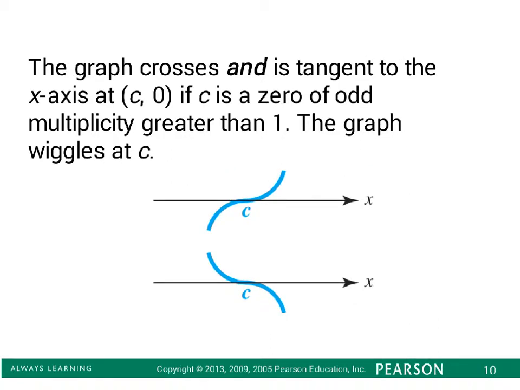Now, if your graph crosses the x-axis at a zero that has a multiplicity that is odd and is greater than 1, the graph just kind of wiggles across the x-axis like this right here. So anytime we have something like this right here, this is what we're going to have. This is what the graph at that x value is going to look like, that or like this.